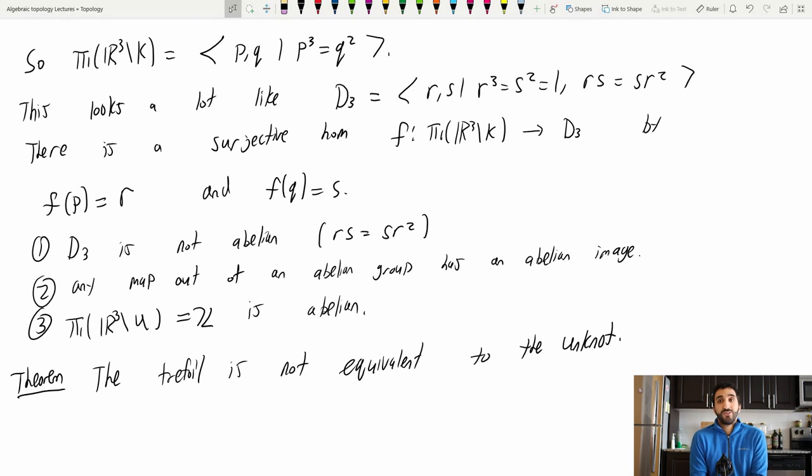Great. So that's going to do it for now. Next class, we are going to shift our perspective entirely. We are going to move away from the fundamental group, and we're going to learn new tools that allow us to distinguish higher dimensional objects and find higher dimensional holes in spaces.